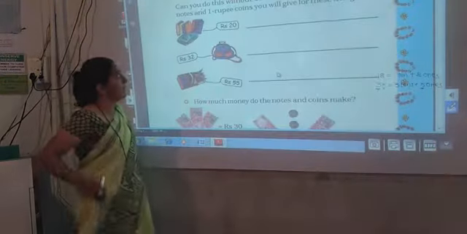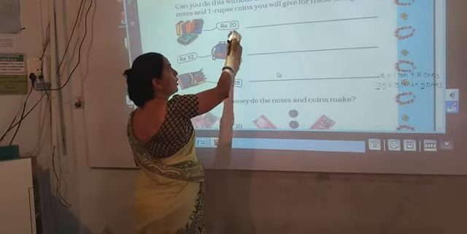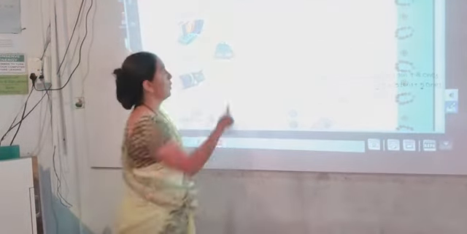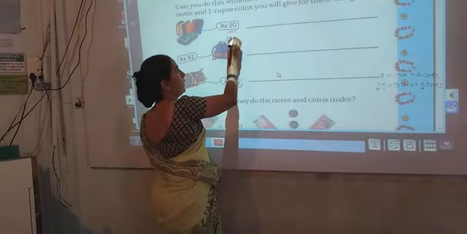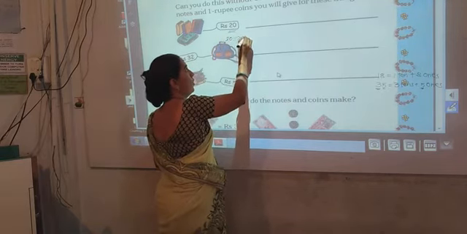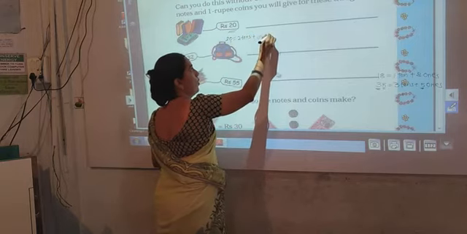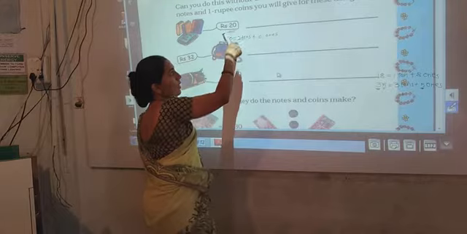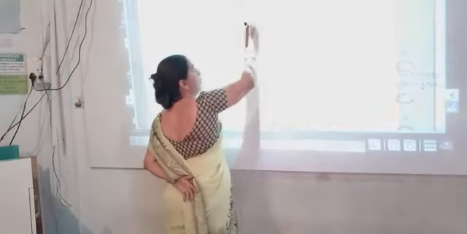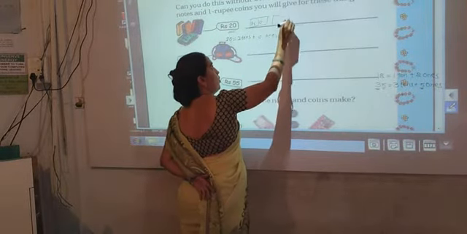So now you can see this book's cost is 20 rupees. So to give 20 rupees to the shopkeeper, how many 10 rupee notes do we have to give? We know that 20 is equal to, how many 10s are there in 20? 2 tens. And how many ones are there? 0 ones. So here, how many 10 rupee notes do we have to draw? 2. Yes, we have to draw 2 10 rupee notes.